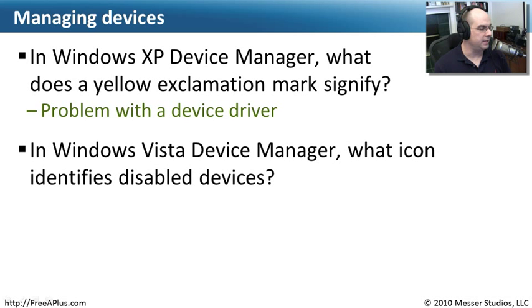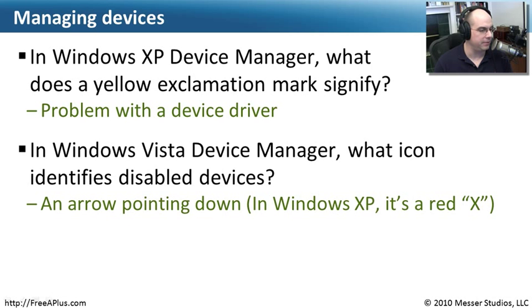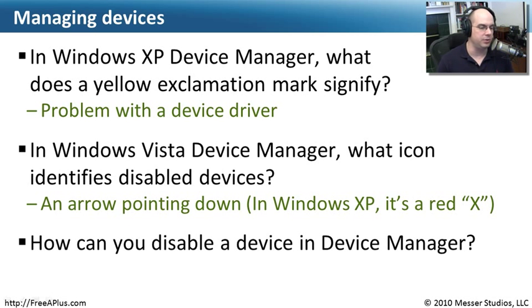The next question is, in Windows Vista's device manager, what icon identifies a disabled device? Well, if you recall, in the XP version of Device Manager, it was a red X, but in Vista, it looks a little bit different. It's an arrow that's pointing down. So a small difference between those two versions.